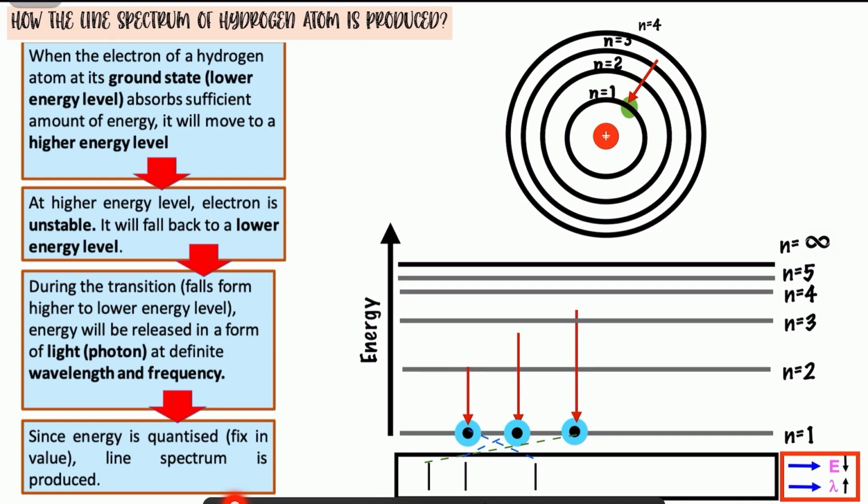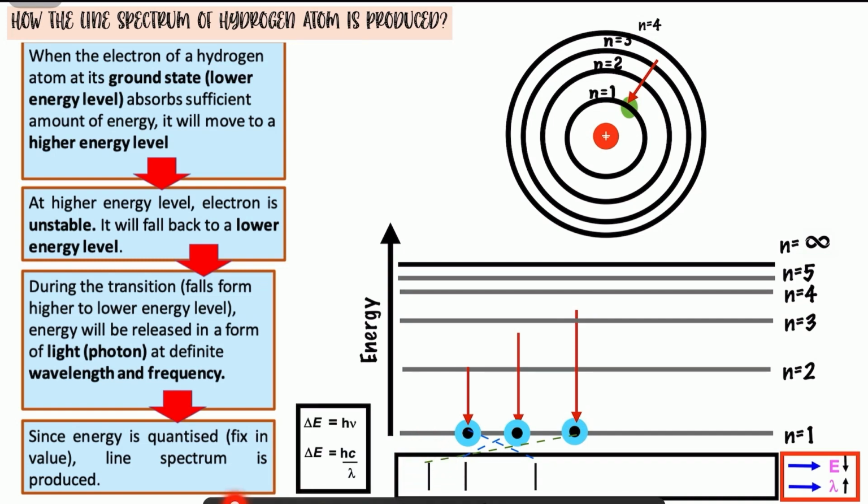So from here to here, the energy decreases and the wavelength is higher. This shows that this line has the lowest energy, but the wavelength is the highest. And this line has the highest, or larger, energy because the transition is larger, but it has the lowest wavelength.